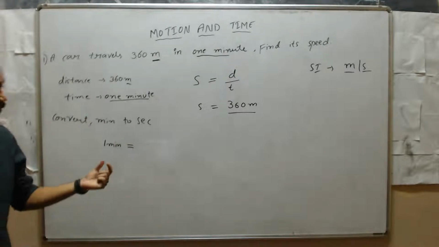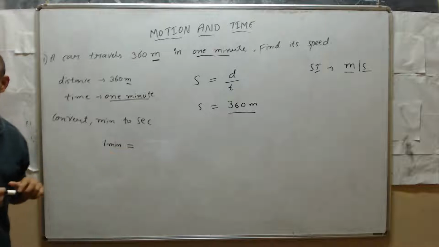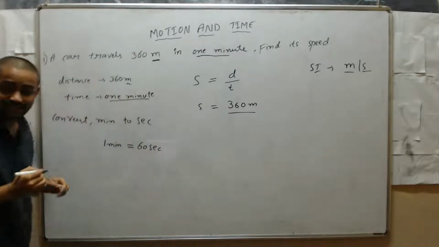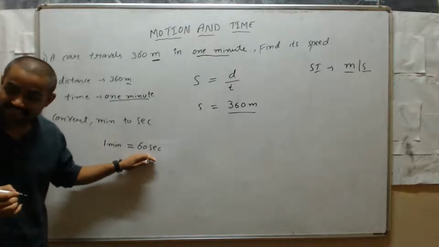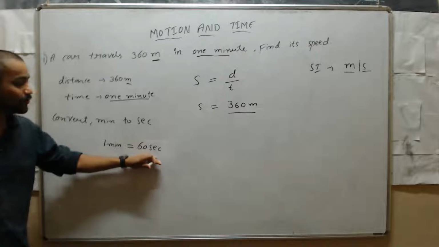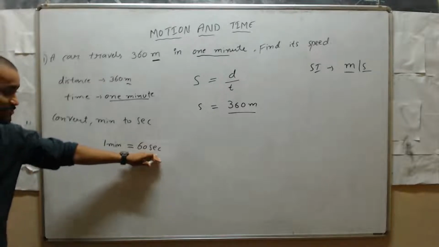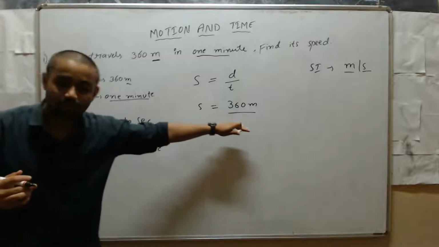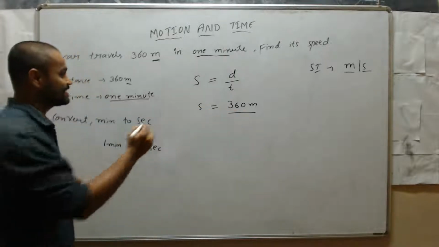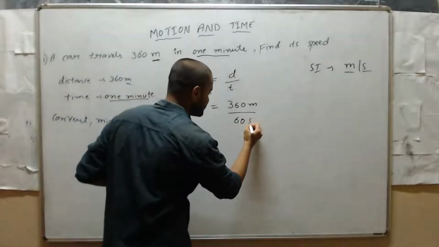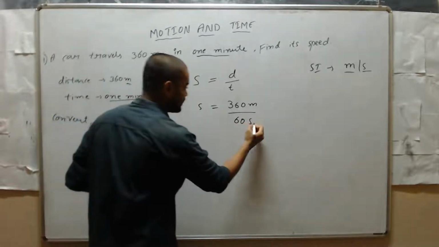1 minute is equal to 60 seconds. Very good. So now substitute this time into the equation we have here. What is the time? 60 seconds, students.